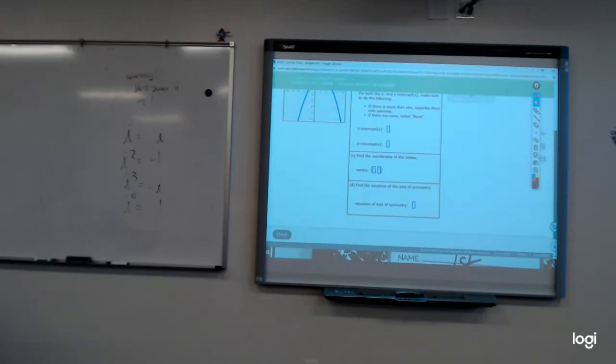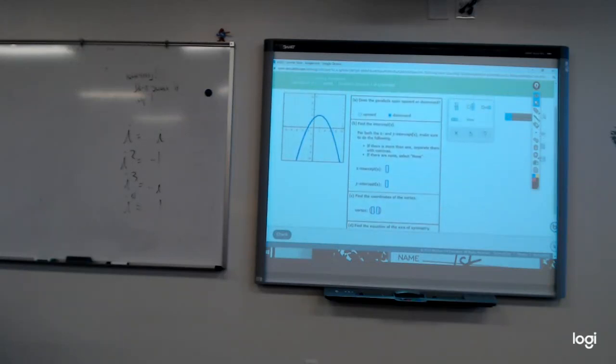Find the coordinates of the vertex. So the vertex is the highest point or the lowest point. So what is that point? That's over 2. 2. Up how many? 6. Is it 6? It's either 4 or 6. 4. Is it 4? 4. 2, 4. Goodness gracious. All right. So vertex, the highest or lowest point.